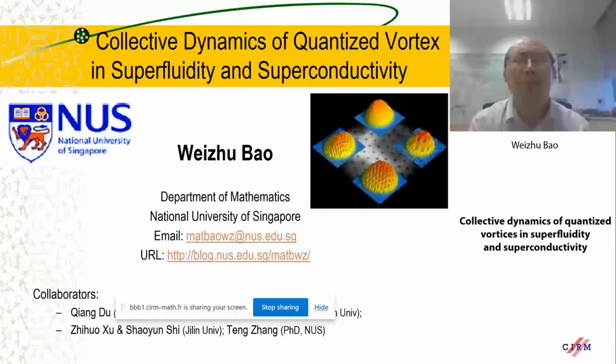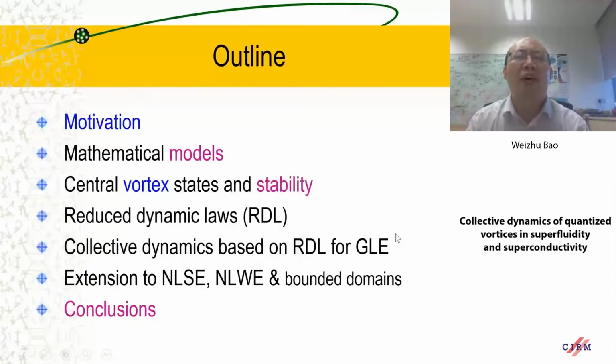I will briefly motivate what quantized vortices are in superconductivity and superfluidity. Then the mathematical models. There, we first introduce a central vortex state, like an extension of a soliton in 2D. And there's a core size. If the core size goes to 0, there are many vortices. Then there's a reduced dynamic law, a set of ODE systems governing the vortex center dynamics, kind of like a particle model for the vortex centers. Based on the reduced dynamic law for the Ginzburg-Landau equation, we can talk about a few things there.